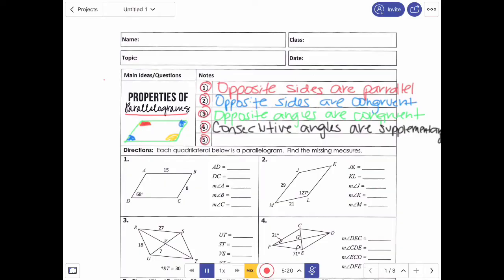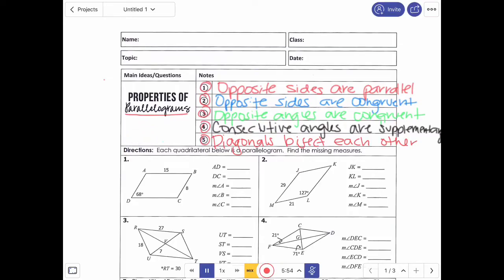The last property is a little weird when you hear it at first, but it's not too hard to explain once I draw the picture. It's that diagonals bisect each other. So the diagonals are when we go from vertex to vertex, across.